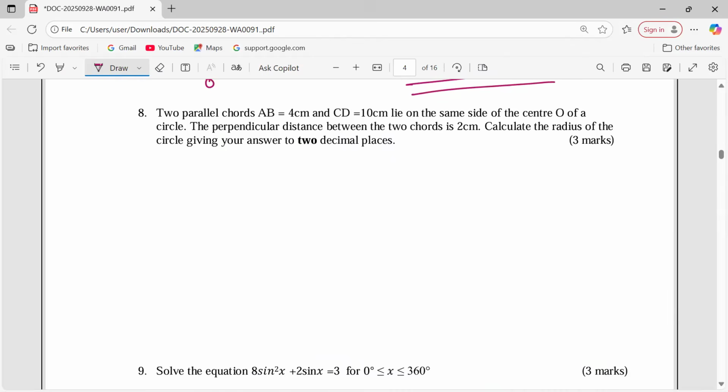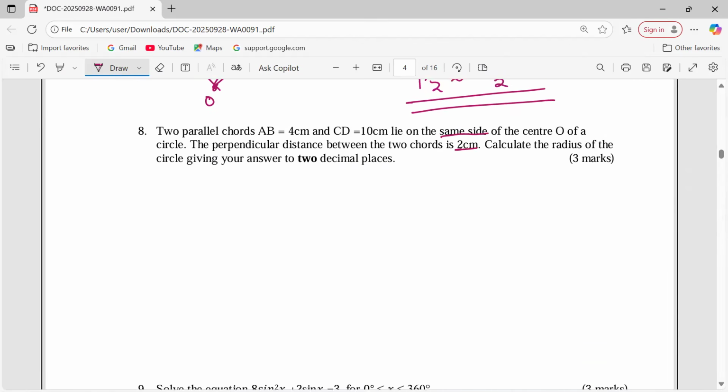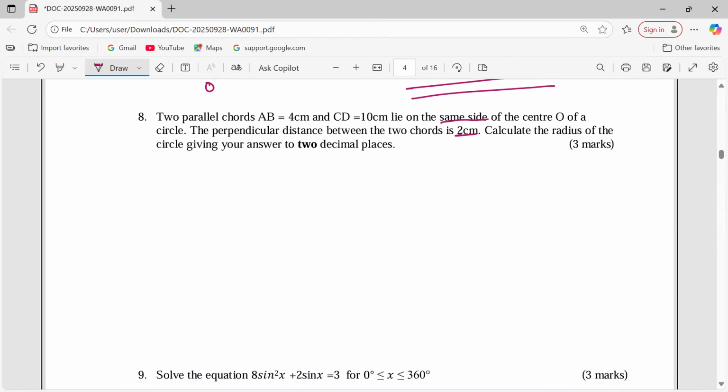Look at number 8. We are told that in number 8, 2 parallel chords, AB equals 4 centimeters, CD 10 centimeters, lie on the same side of the center of a circle, which is center O. The perpendicular distance between the 2 chords is 2 centimeters. They lie on the same side. Calculate the radius of the circle, giving your answer to 2 decimal places.